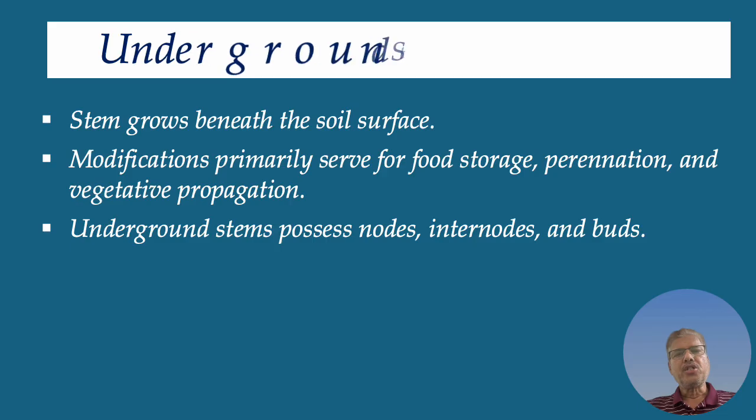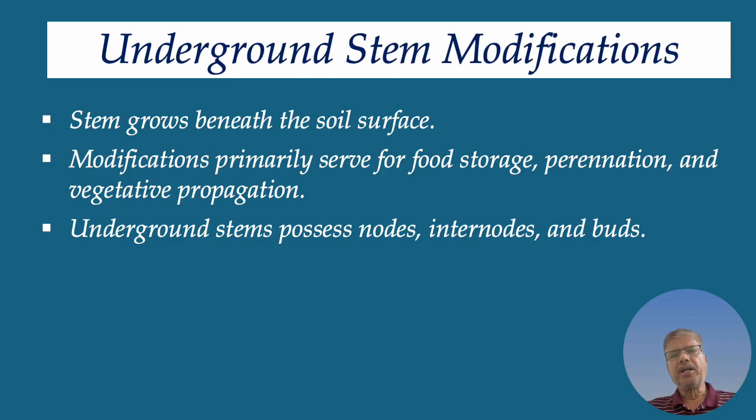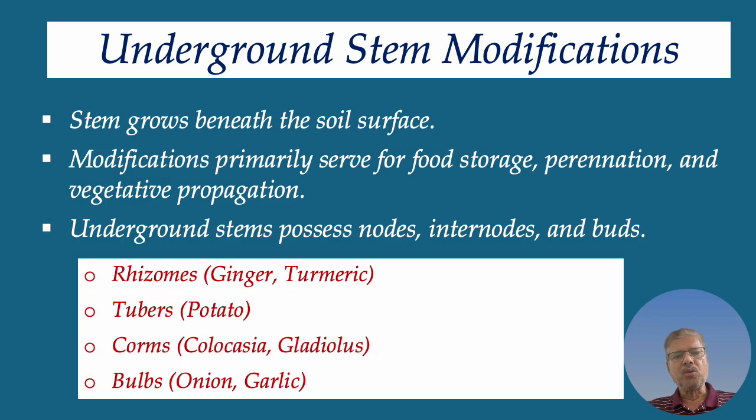The stem modifications will be discussed in three different episodes. This will be the first part which deals with the underground stem modifications. The underground stem modifications are the specialized structures in the plants where the stem grows beneath the soil surface. These modifications primarily serve for food storage, perennation, and vegetative propagation. Unlike roots, underground stems possess characteristics like nodes, internodes, and buds which distinguish them morphologically.